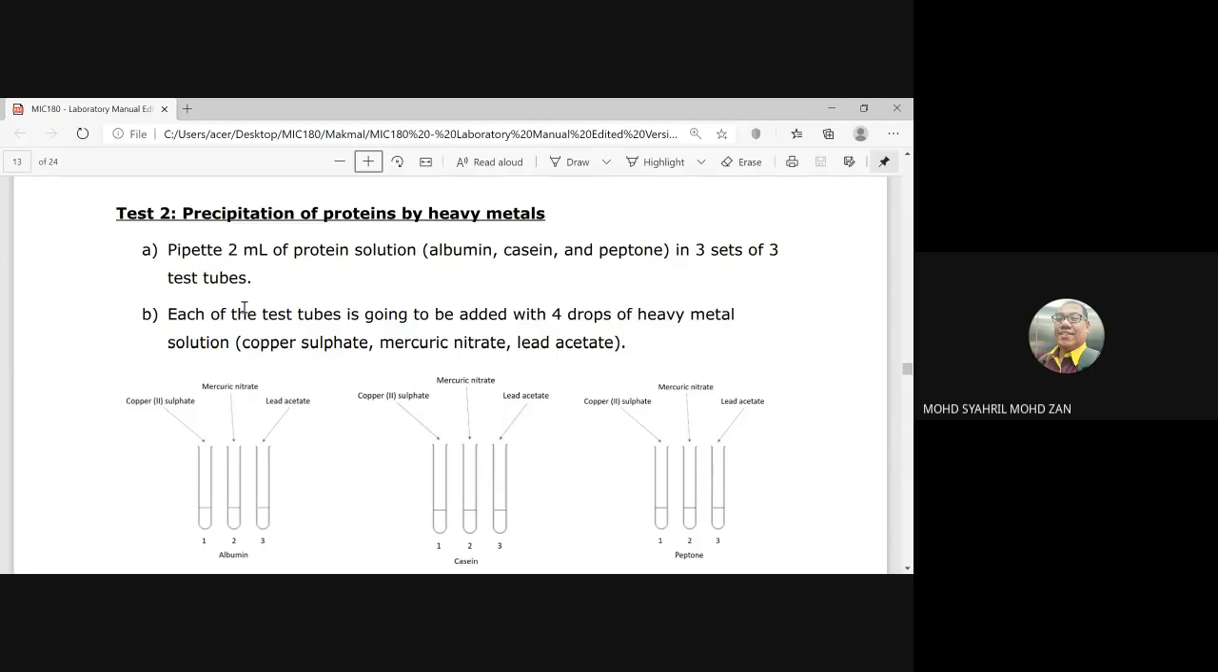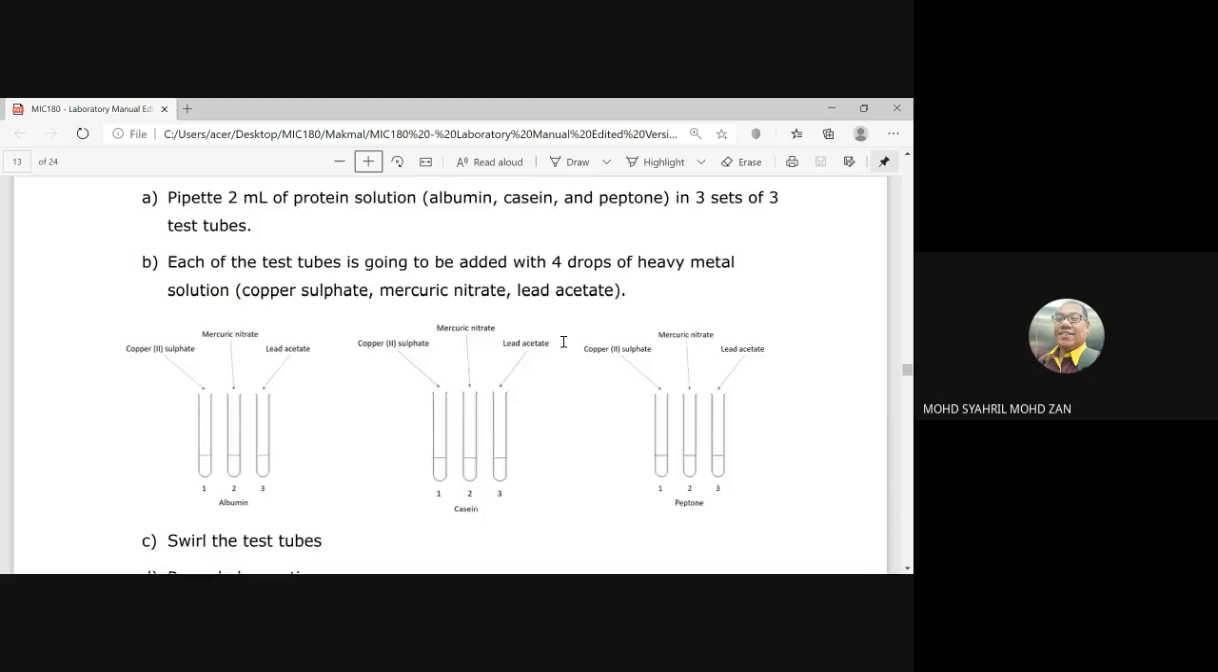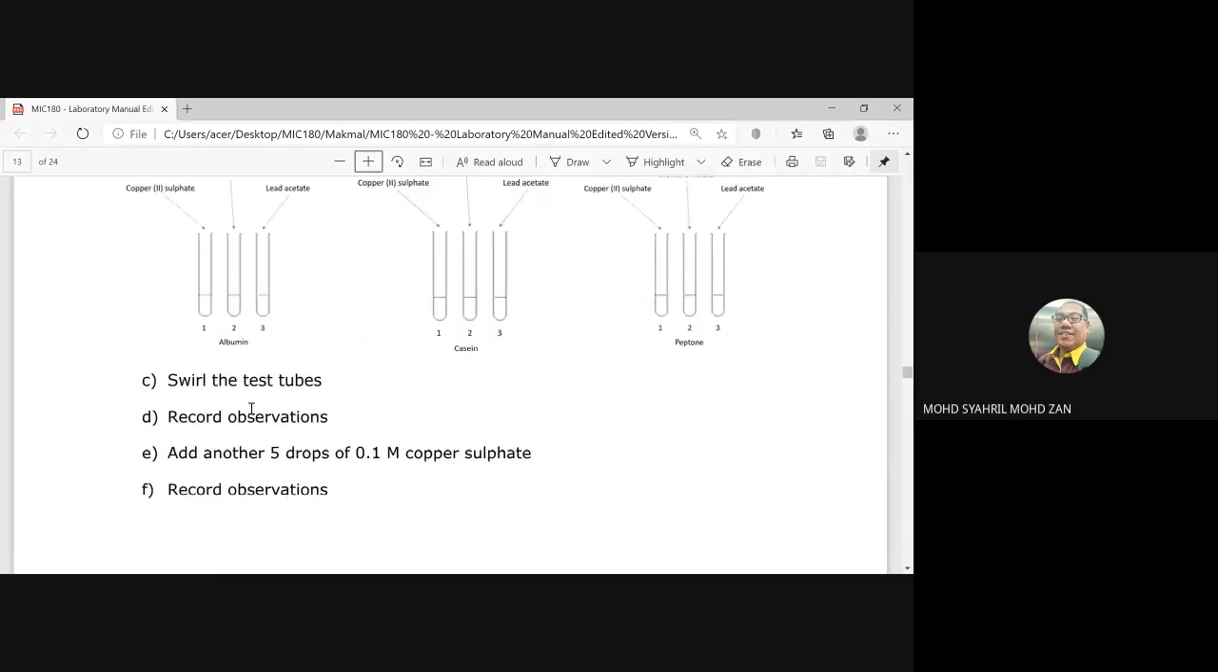Each of the test tubes is going to be added 4 drops of heavy metal solution, which is copper sulfate, mercury nitrate, and lead acetate. Swirl the test tube and record the observations. So for this one you have to see if you get a precipitate or not.